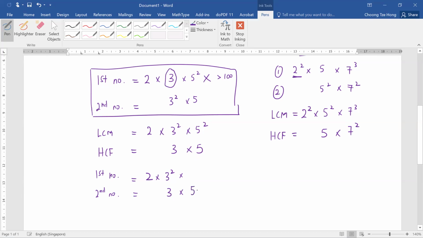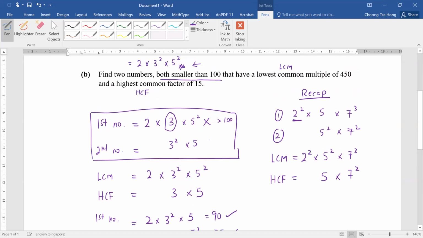Let's try the 5 square over here. Obviously we can't put 5 square on top, 3 square is 9, 9 times 25 is going to be more than 100. Let's see whether this will work. 3 times 5 square, 3 times 25 is 75. It's okay, less than 100. 2 times 5 is 10, 10 times 3 square, 9, equals 90. So this combination will work.